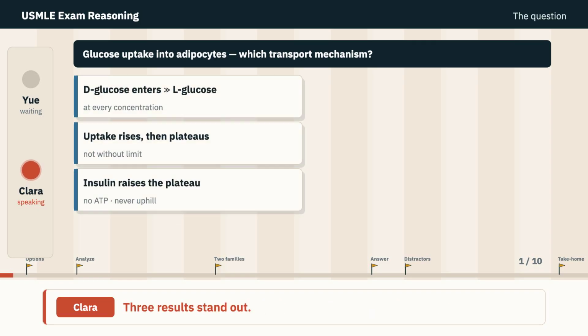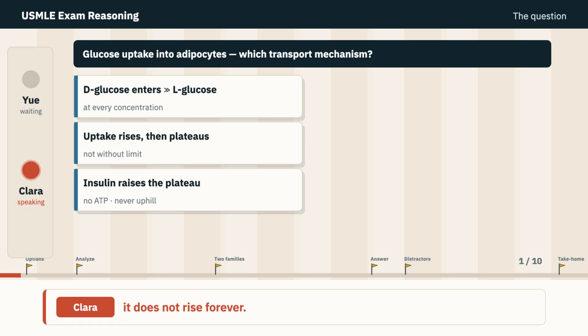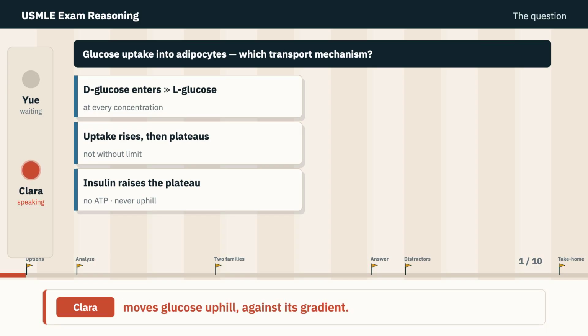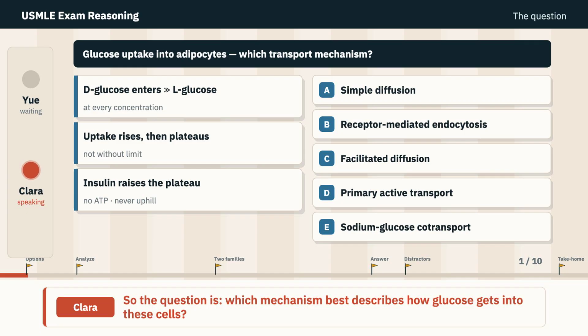Three results stand out. 1. At every concentration, D-glucose enters much faster than L-glucose. 2. As you add more D-glucose, uptake speeds up, then flattens to a plateau. It does not rise forever. 3. Adding insulin pushes that plateau higher, and the whole process burns no ATP and never moves glucose uphill against its gradient. So the question is, which mechanism best describes how glucose gets into these cells?